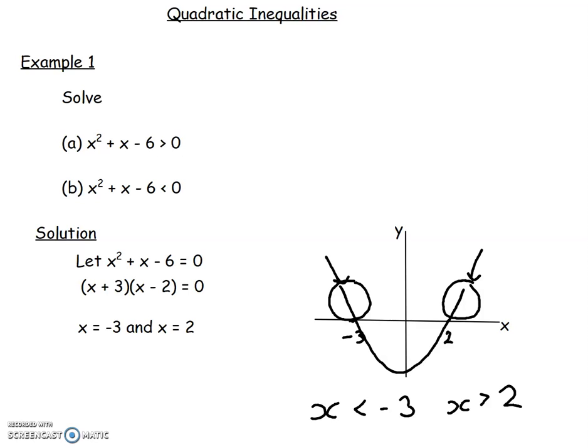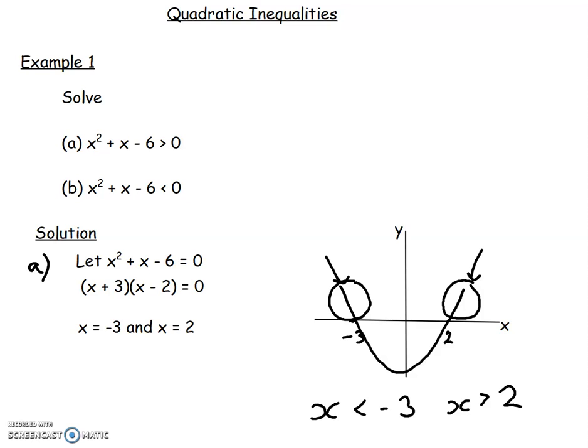So this is your answer to question A. When x squared plus x minus 6 is greater than 0, we know that x is less than negative 3 and x is greater than 2. So it's going to be one or the other. But you write both answers in for a quadratic inequality.